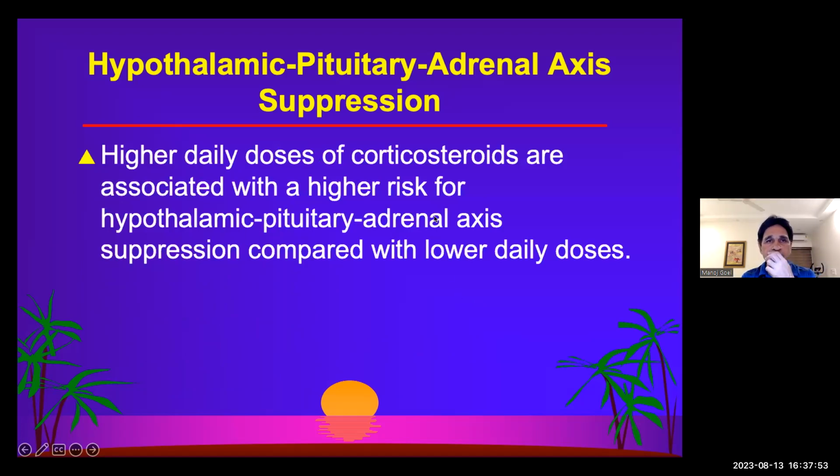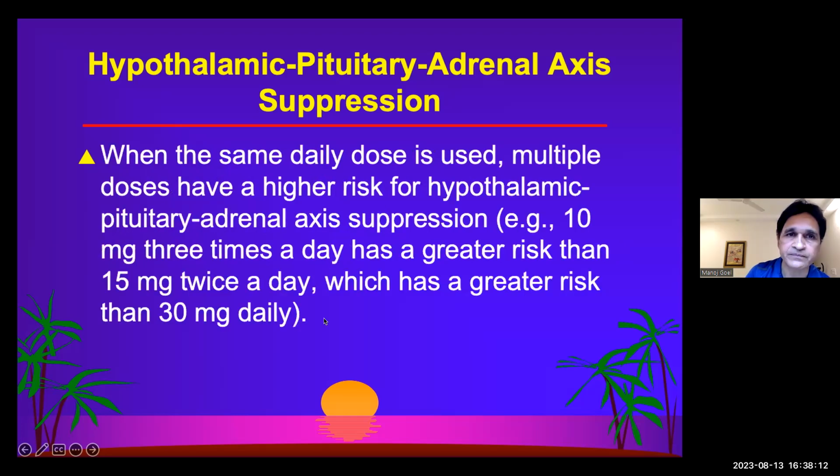It has been seen that higher daily doses of corticosteroids are associated with a higher risk of HPA axis suppression compared with lower daily doses. So if you're using 40 milligram prednisolone for 1 month, then the HPA axis suppression would be more than if you're using a dose of 20 milligram daily for 1 month. So high dose has a direct bearing on HPA suppression.